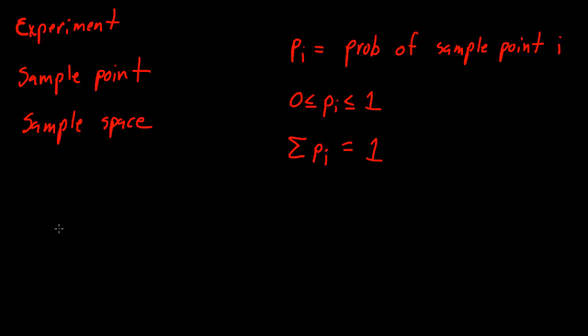So now that we have these very basic terms and rules of probability defined, we're going to cover one final term, and that is an event. The way that we're going to define an event is just a collection of sample points.